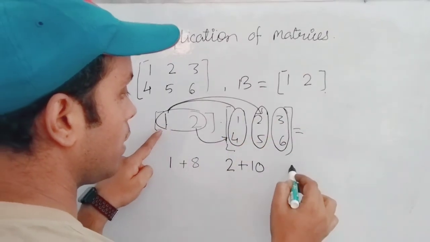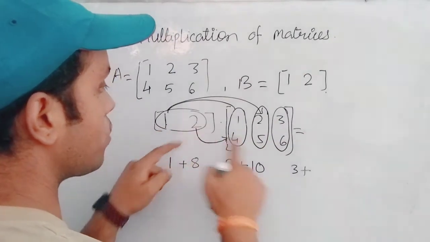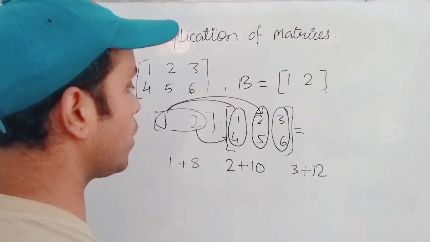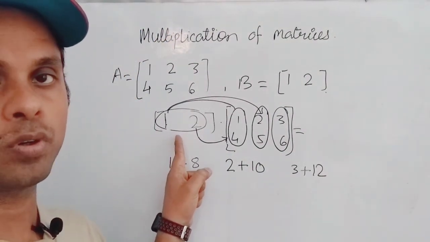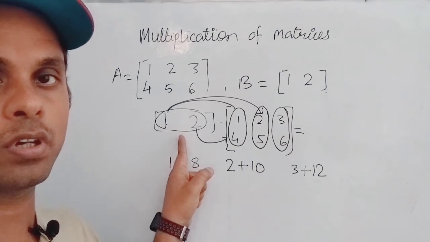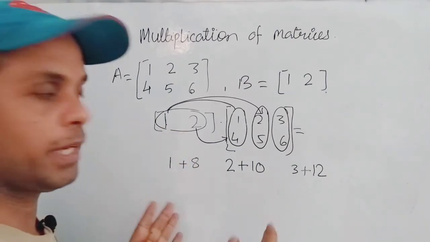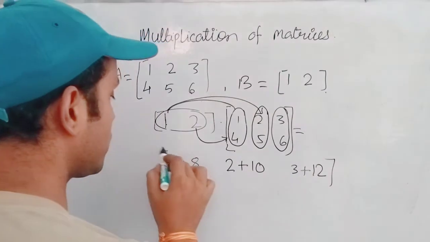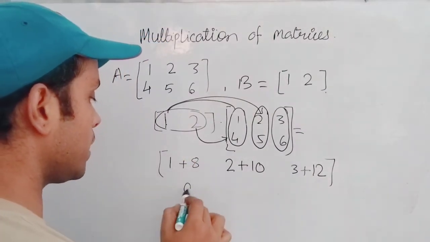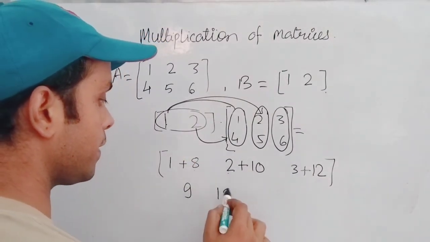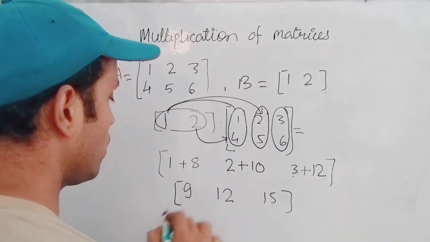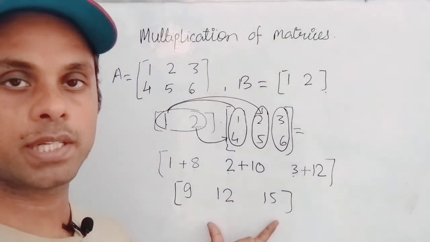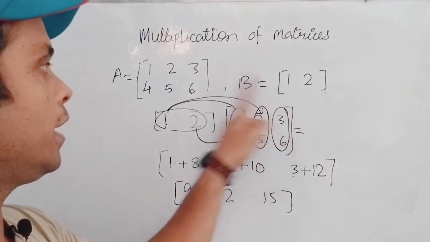1 into 3 is 3 plus 2 into 6 is 12. Is there any more row in this matrix? No more, only one row was there, so multiplication is now complete. Okay, so simplify this. 1 plus 8 is 9, 2 plus 10 is 12, 3 plus 12 is 15. So this is the multiplication result of B into A.